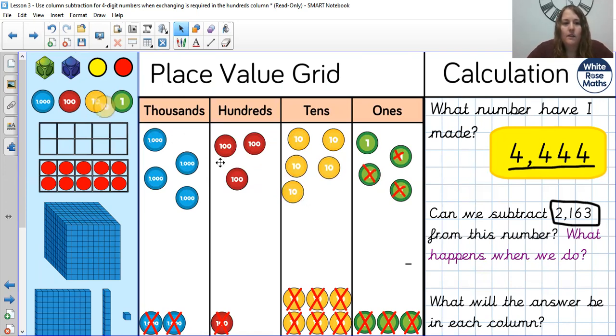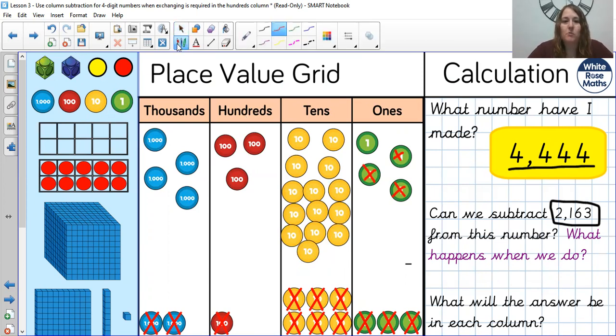So 1, 2, 3, 4, 5, 6, 7, 8, 9, and 10. And you can see there that I've now only got 3 hundreds, whereas I did have 4, and I've got those 10 tens there. So it's still the exact same number. But now I can carry on with my subtraction.